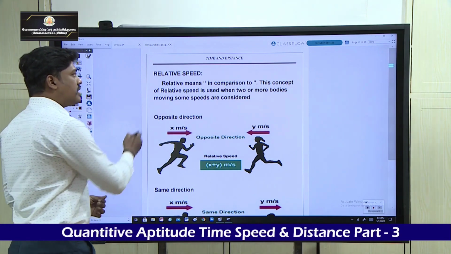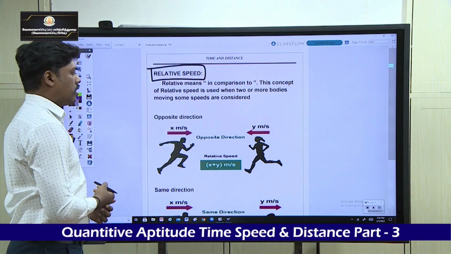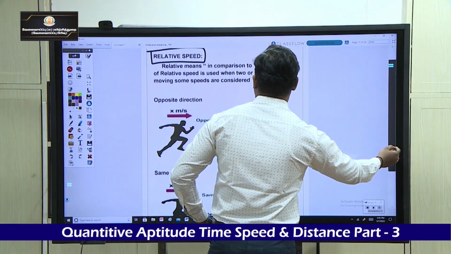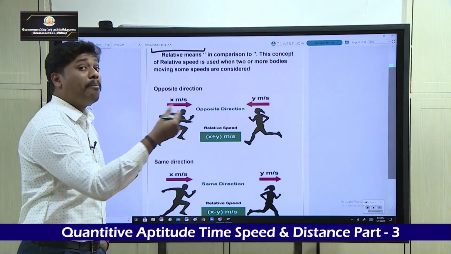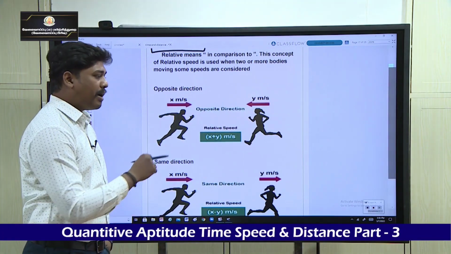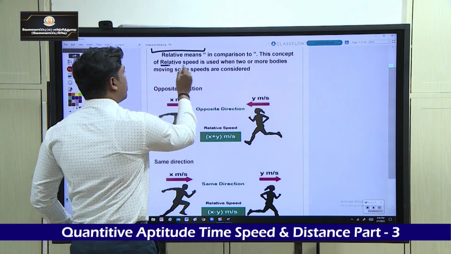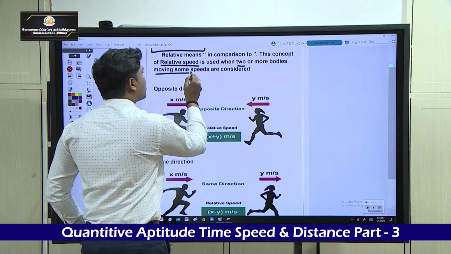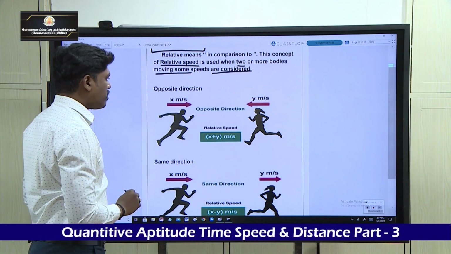The next concept is relative speed. The next part is relative speed here. So relative means in comparison to. We will be comparing one person to another person. Okay. This concept of relative speed is used when two or more bodies moving at some speed are considered. Okay. So look here.